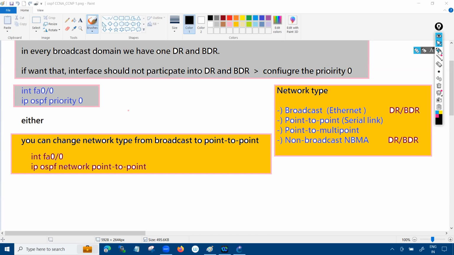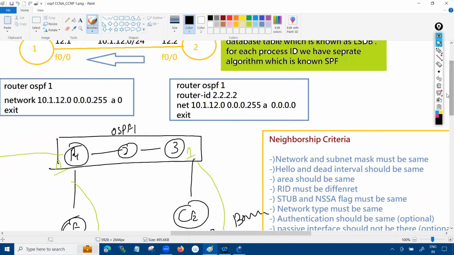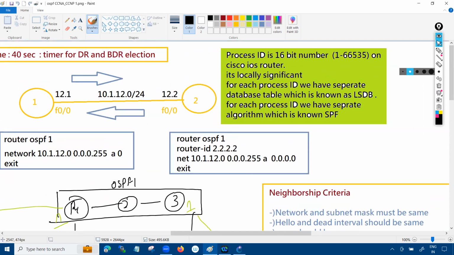So on a point-to-point network, we don't have a DR, and on point-to-multipoint, we don't have a DR-BDR concept. You can make any broadcast network into point-to-point by a simple command, right? If you make it point-to-point, then you will not have a DR and BDR. Same way, then after that, we have seen how to configure the OSPF protocol between the two routers, OSPF 1, and simply you can enable this guy. You can make this interface a part of area 0, and another way you can define it in dotted decimal format. Process ID, we have seen that it's a 16-bit number. It's a locally significant number. So if router 1 has process ID 1 and router 2 has process ID 2, still they can form the neighborship, right?